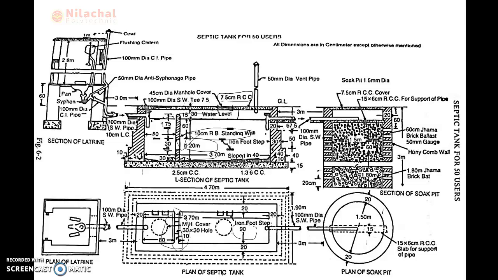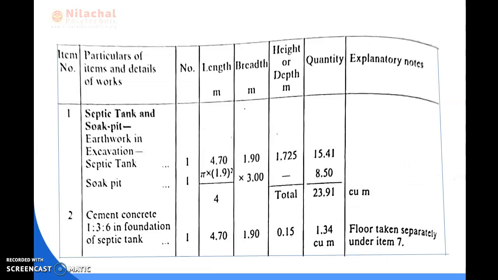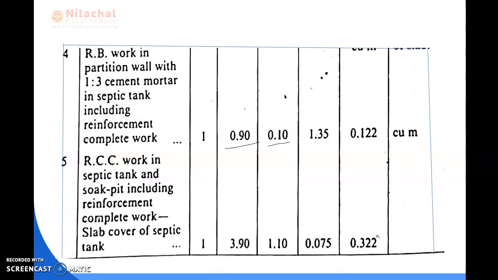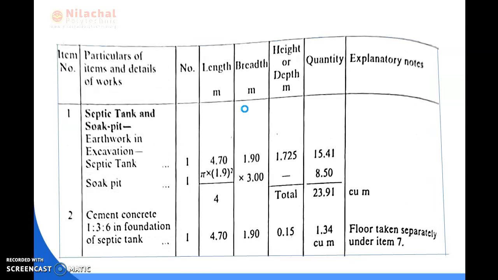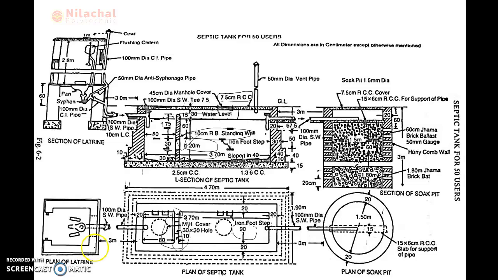So how much is the length of the RCC slab? It is 3.90, the breadth is 1.10 and the thickness is 0.075. First of all we discuss the length. How can we define the length, which is 3.90? Here we consider the length from this part to this part, because this is provided from this part to this part.